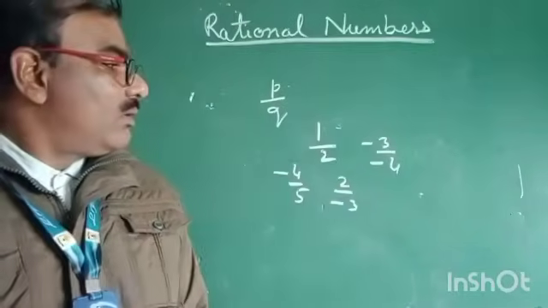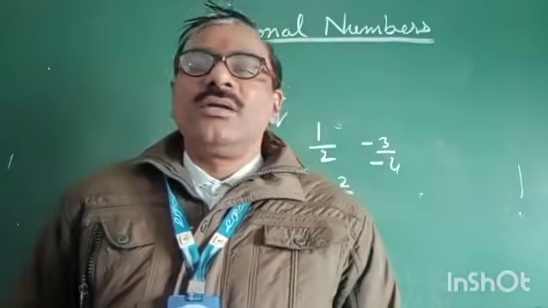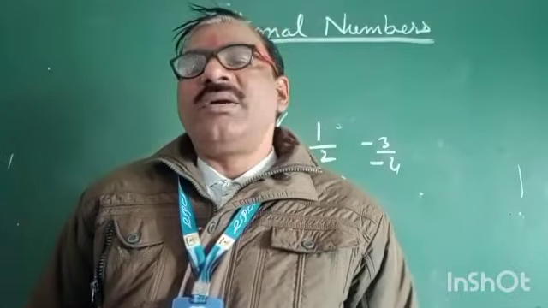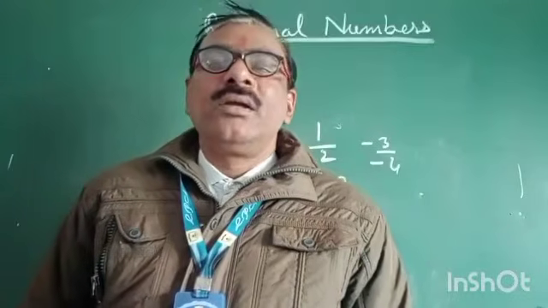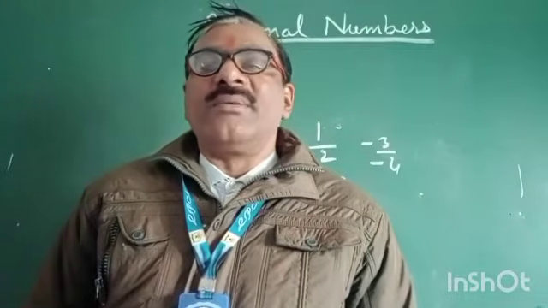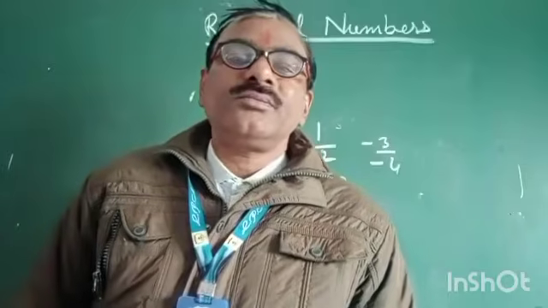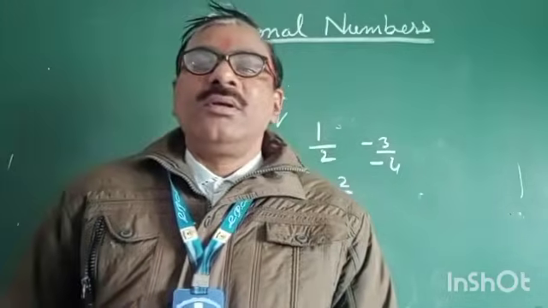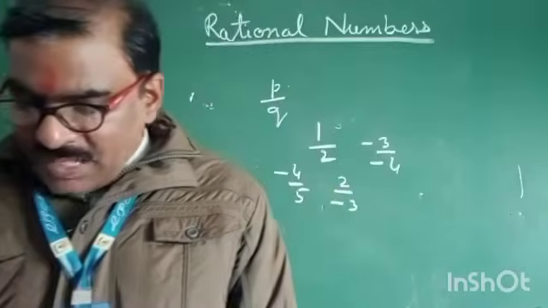Now I hope that this is clear to you, what is a natural number, what is a whole number, what is an integer and what is a rational number. Now I will explain the standard form of a rational number. What is the standard form of a rational number?